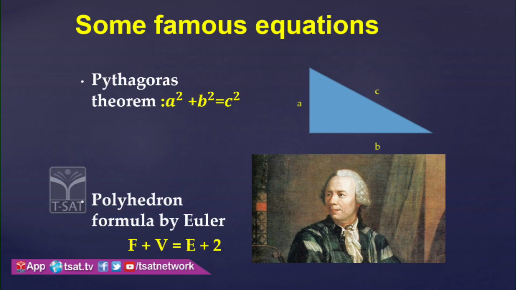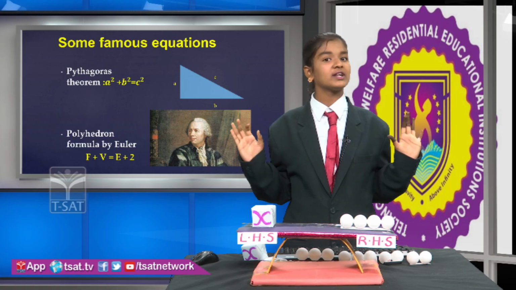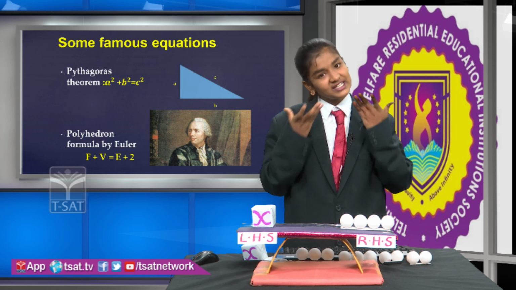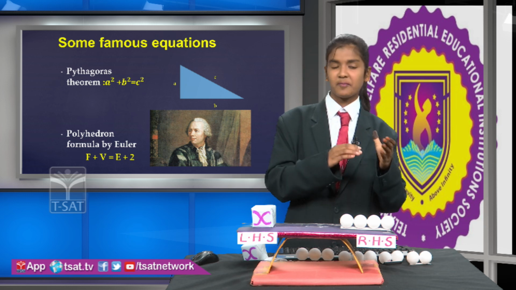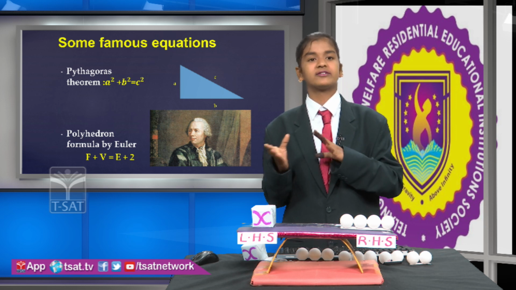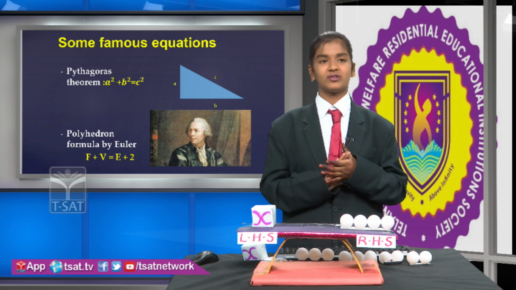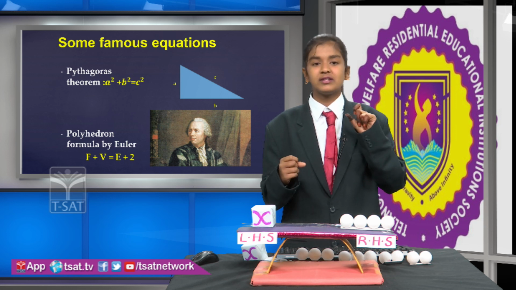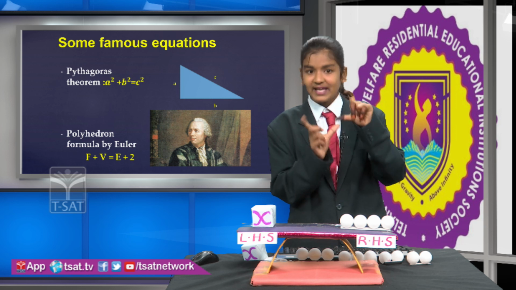Friends, mathematical equations have the potential to change the world. That is the reason equations are so important in our life. Friends, there are so many equations that have changed the world. So friends, let us see some of them. Pythagoras theorem: a square plus b square equals c square. This theorem was invented by Pythagoras. We can find the relationship between the sides of a right angle triangle.